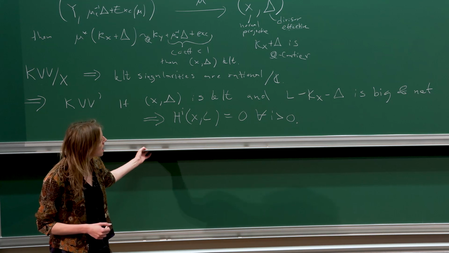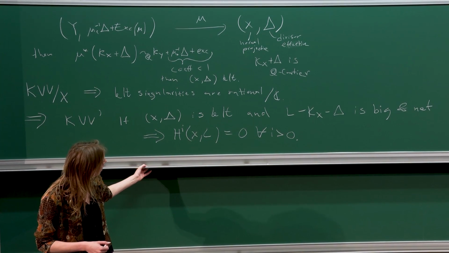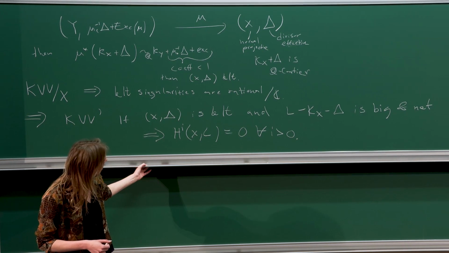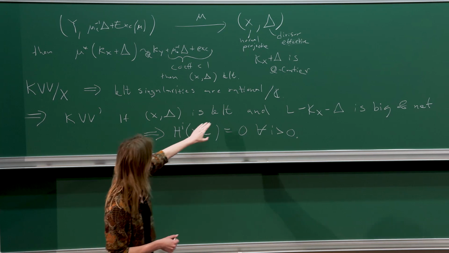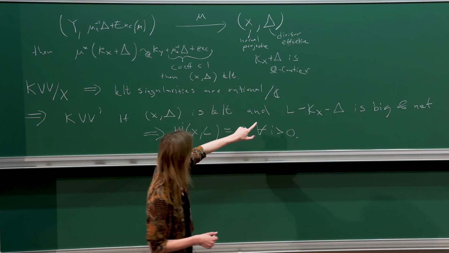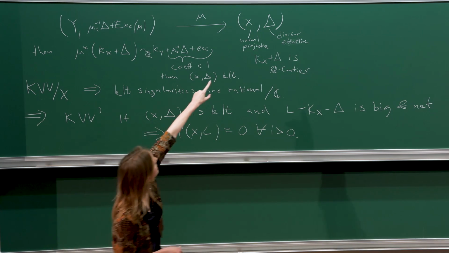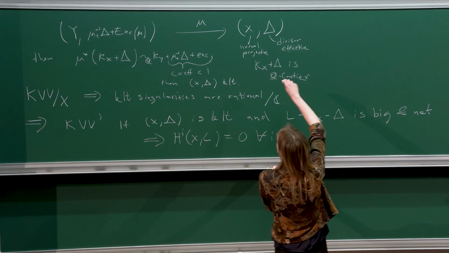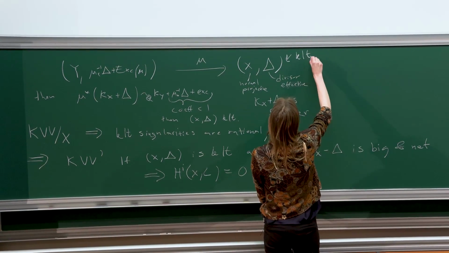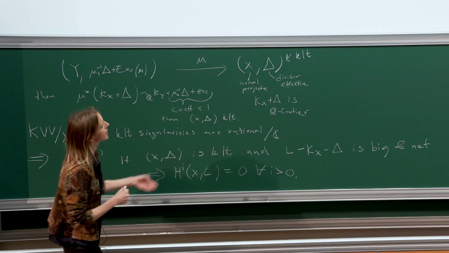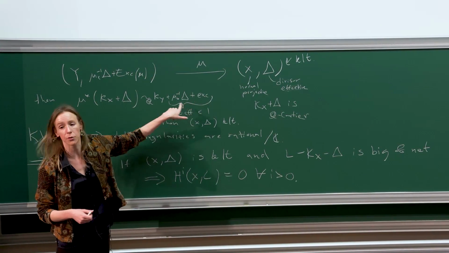KLT, so this is Kawamata log terminal. So this is precisely this class here. The definition that I gave you of KLT is that if you look at the log resolution, all the coefficients here have to be less than 1.